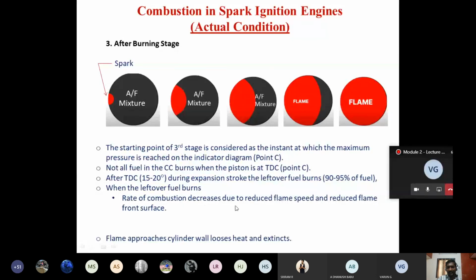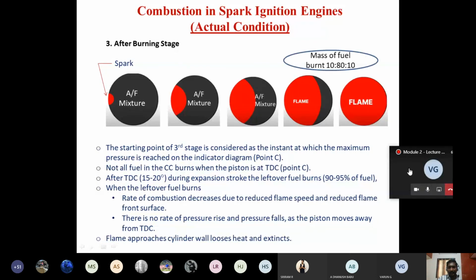The rate of combustion decreases due to the reduced flame speed and the reduced flame front surface. So in the after burning stage, the flame speed is less, and the surface area of the flame front is also less. Finally the flame reaches the cylinder wall and loses heat, and the flame gets extinguished. Remember, in the first stage a maximum of 10% of the fuel is burned, in the second stage 80%, and during the last stage almost 10% of the fuel is burnt.